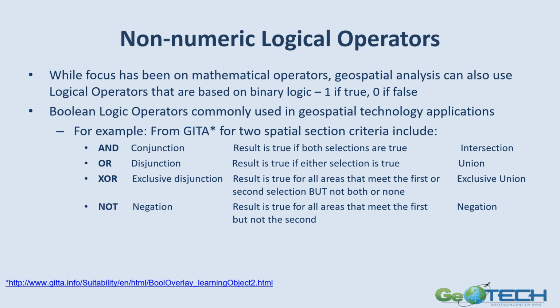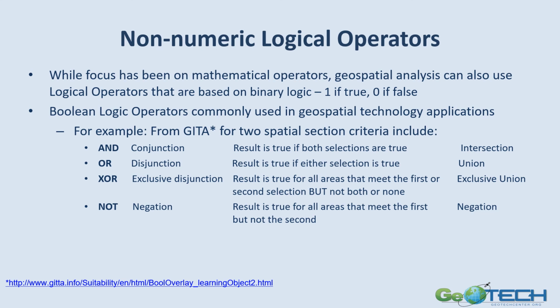Now we're going to look at something that's not really mathematical per se, but it is related to binary systems, in that logic operators are used on binary logic. So 1 if true and 0 if false. These are Boolean logic operators, and they came from a GIS example. It includes what the operator is, its function, and what the results are. So there's and, or, XOR, and not.